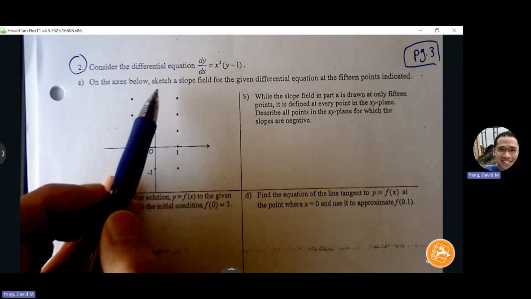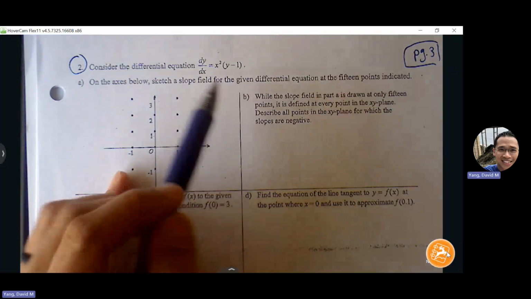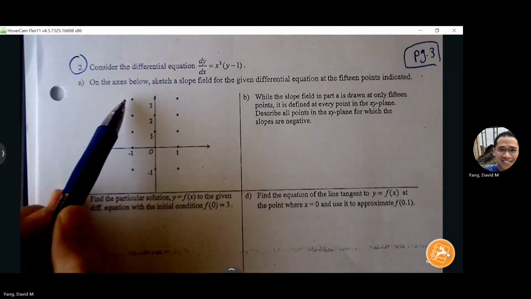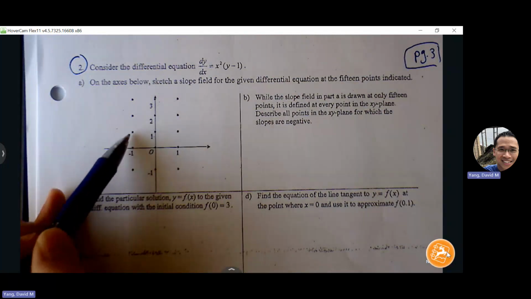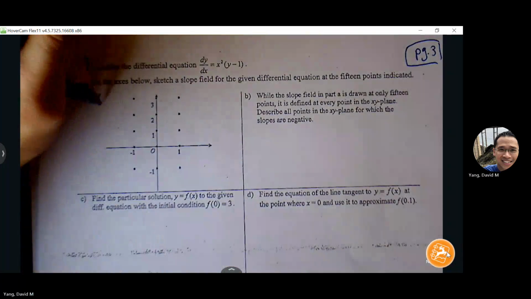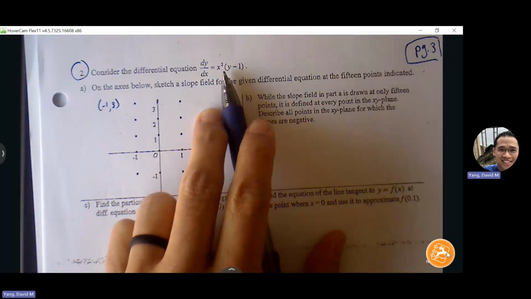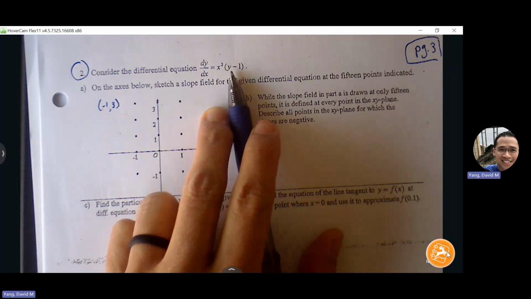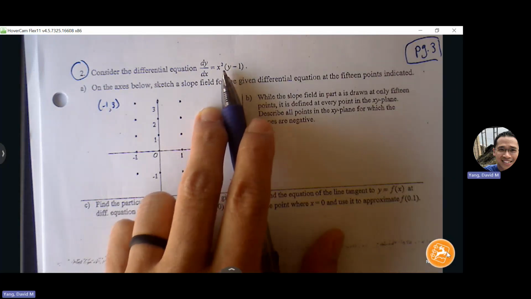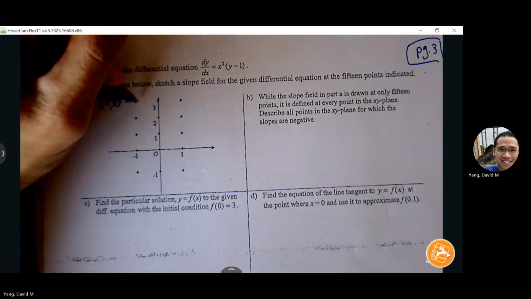It says on the axis below, sketch a slope field for the given differential equation. So for instance, if I start off with this ordered pair here, -1, 3, plug -1, 3 in for the x and y of the differential equation. In this case, I will get 1 times 3 minus 1, so 2 times 1, which is 2. So that's going to be a positive slope.